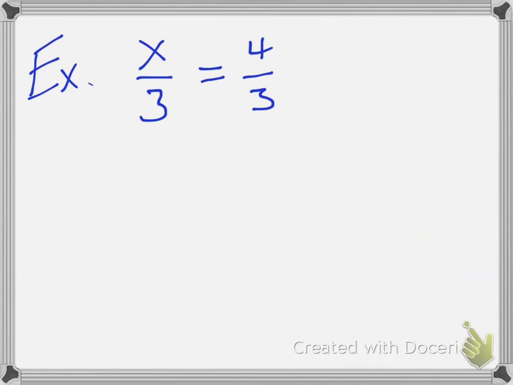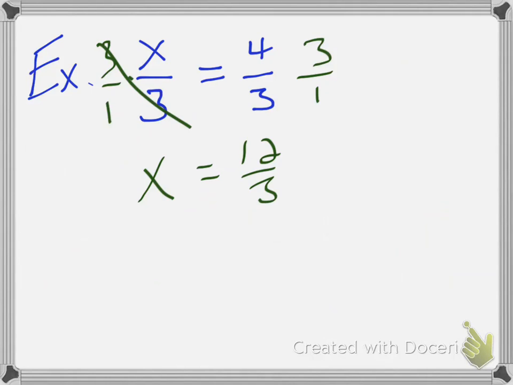Quick review. Now, the reason why we're going over this is when you set up problems, you'll get problems like this, and you already know what to do. On this one, you multiply by 3 on both sides. And you would get x equals 12 over 3, which is 4.